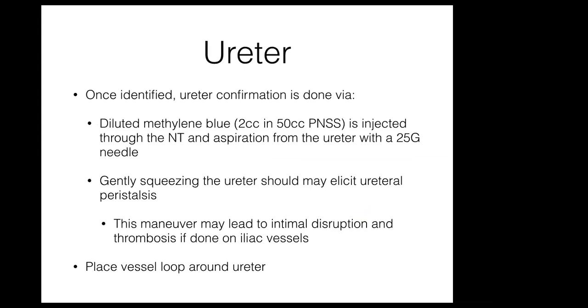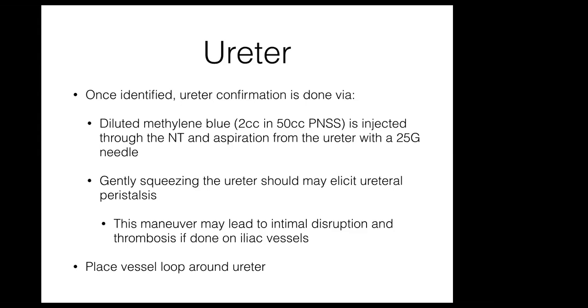So first is to inject diluted methylene blue, specifically 2 cc of methylene blue in 50 cc of plain NSS, and inject it through the aforementioned NT tube and aspirate it from your suspected tubular structure to be the ureter.